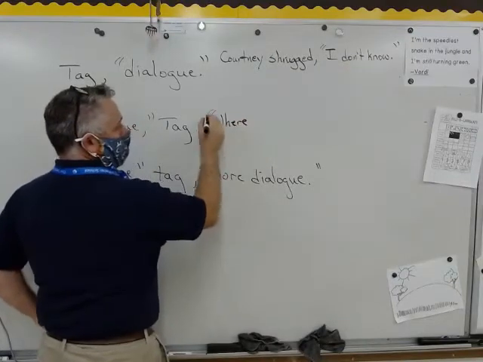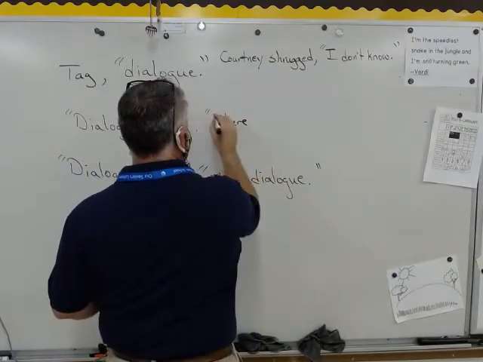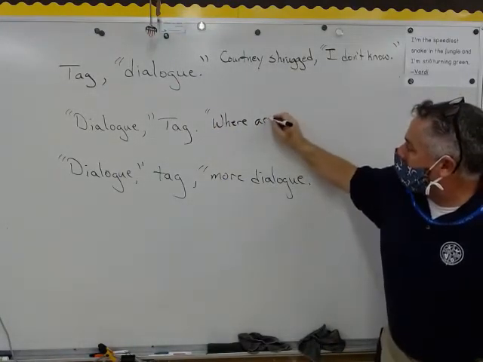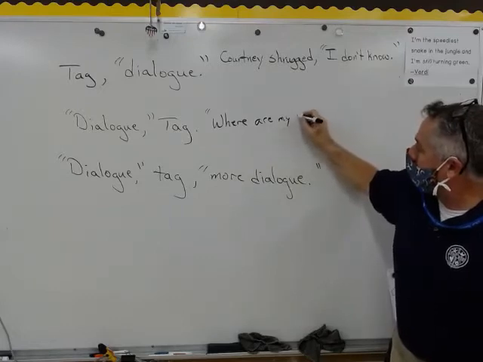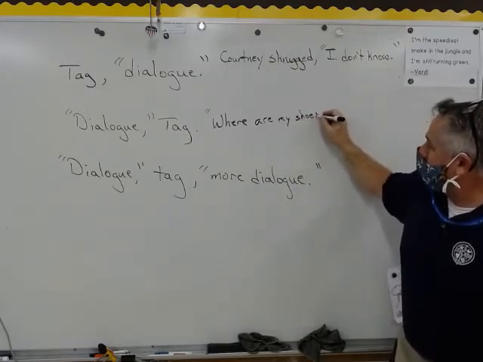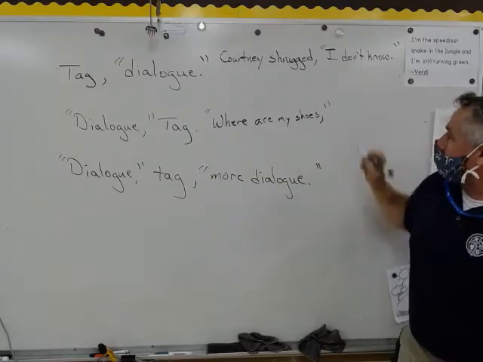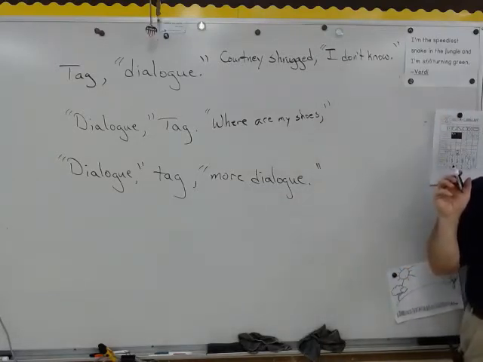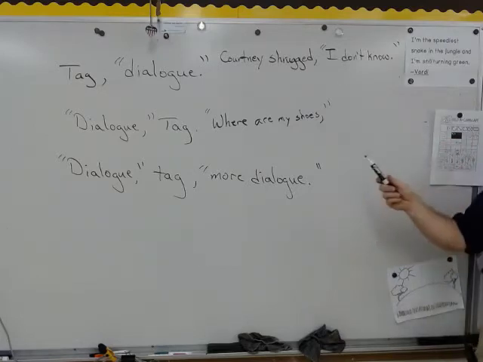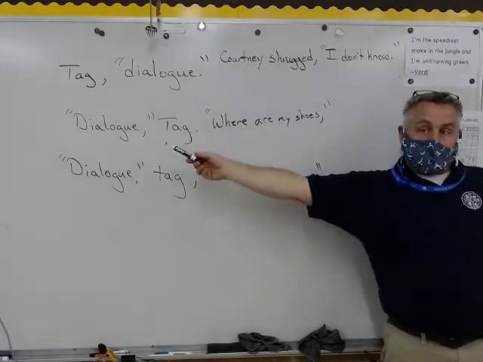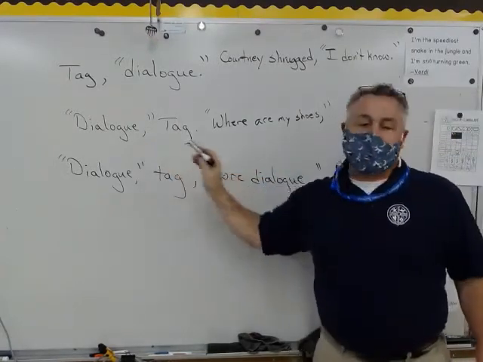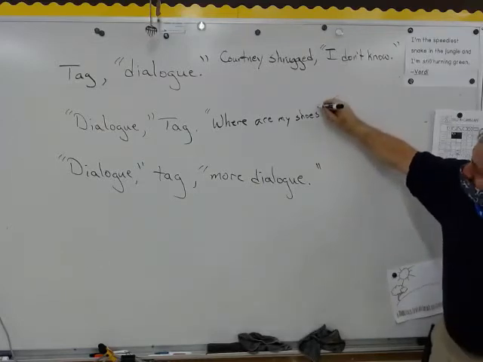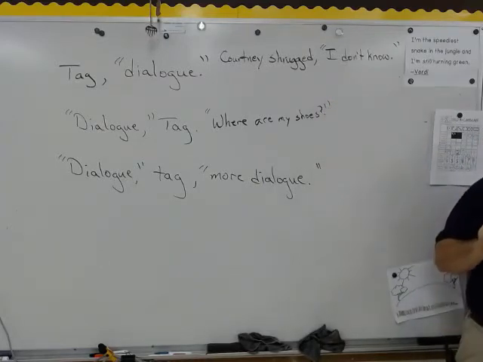Open my quotation marks. Okay. Where are my shoes? Okay, now, here's the thing. The thing he's saying is a question, isn't it? When you do the dialogue first, usually you're going to have a comma if it's a period, but in this case, because it's a question, I actually do need to use a question mark there.